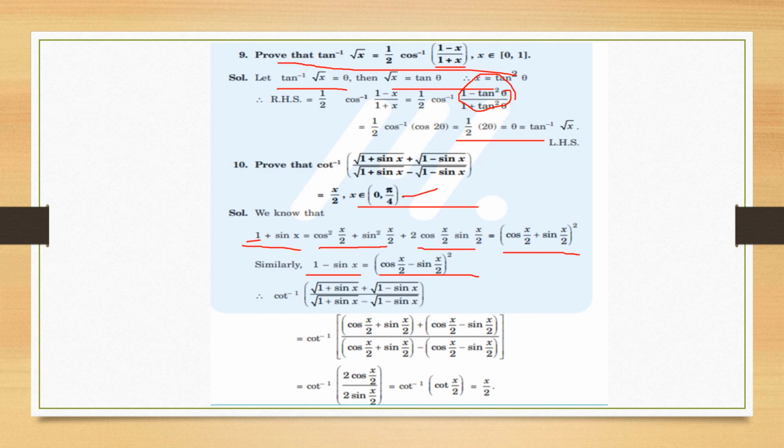So this changes to cot inverse, by replacing with these formulas and taking out of the root, it becomes cos x by 2 plus sin x by 2 plus cos x by 2 minus sin x by 2 upon cos x by 2 plus sin x by 2 minus cos x by 2 minus sin x by 2. Open all the brackets, you get 2 cos x by 2 in the numerator, 2 sin x by 2 in the denominator. So it becomes cot inverse of cot of x by 2, and the overall result is that cot inverse gets cancelled, and we get x by 2.